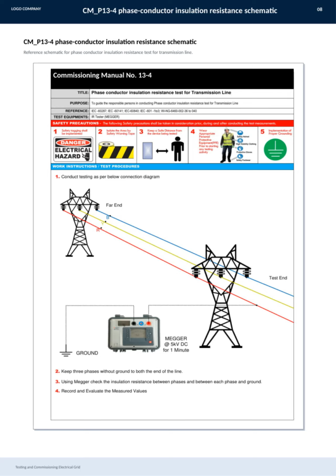Here we have the reference schematic for the phase conductor insulation resistance test, which is crucial in the testing and commissioning of the electrical grid. This schematic helps us ensure that the insulation resistance of the phase conductors meets safety and performance standards before the transmission line becomes operational. Following this procedure carefully is essential for maintaining the reliability and safety of the grid.